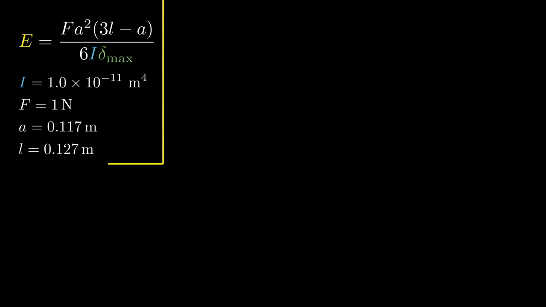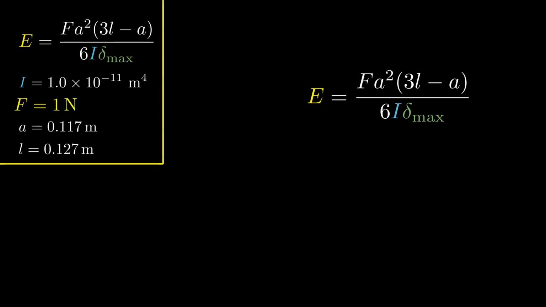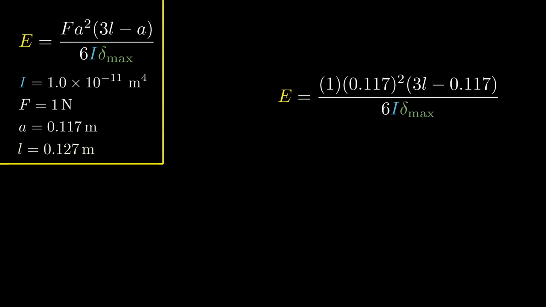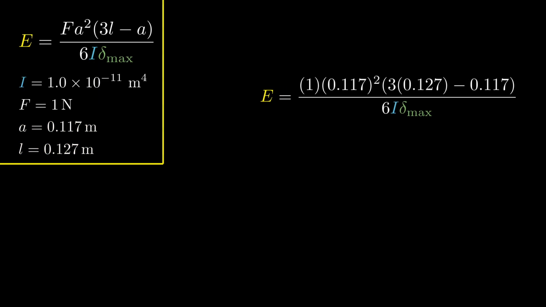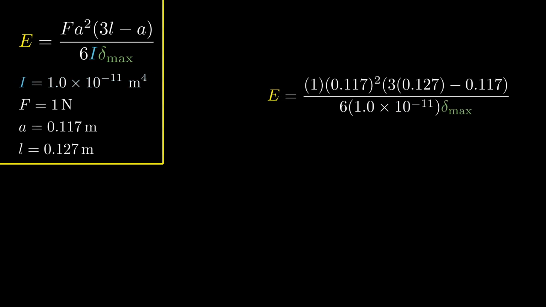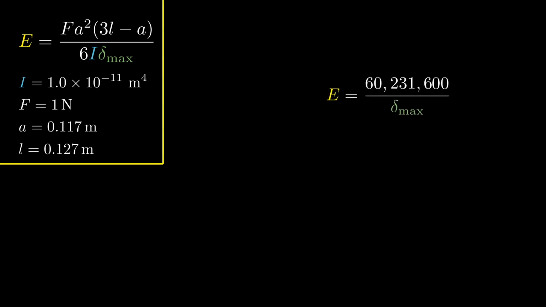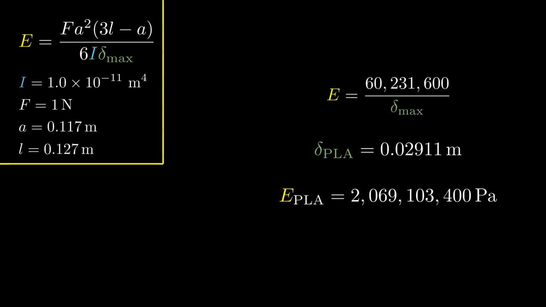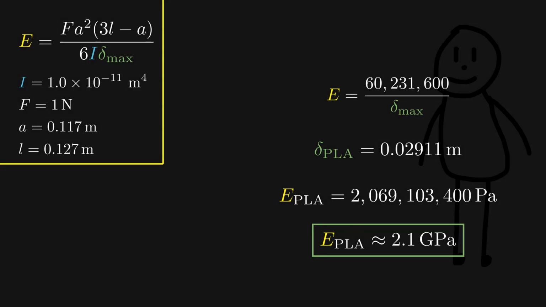Conveniently, everything here in my setup is a constant, other than the maximum deflection. This means that I can substitute in any values and bring it all down to a constant, making it so that the bending modulus of a given strip can be calculated by just taking 60,231,600 over the deflection for my setup. Taking the data from PLA, this gives a calculated bending modulus of about 2.1 gigapascals.